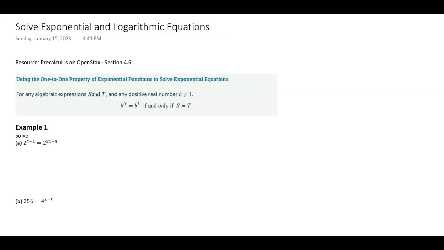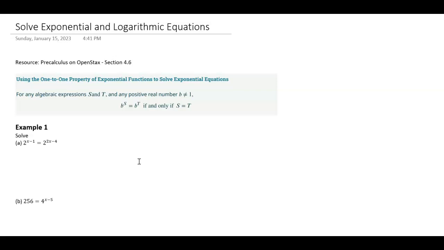This video is going to go over how to solve exponential and logarithmic equations. The first set of examples are going to be trying to get exponential equations to be of the same base. If we can do that, then we can just let their exponents be equal to each other.